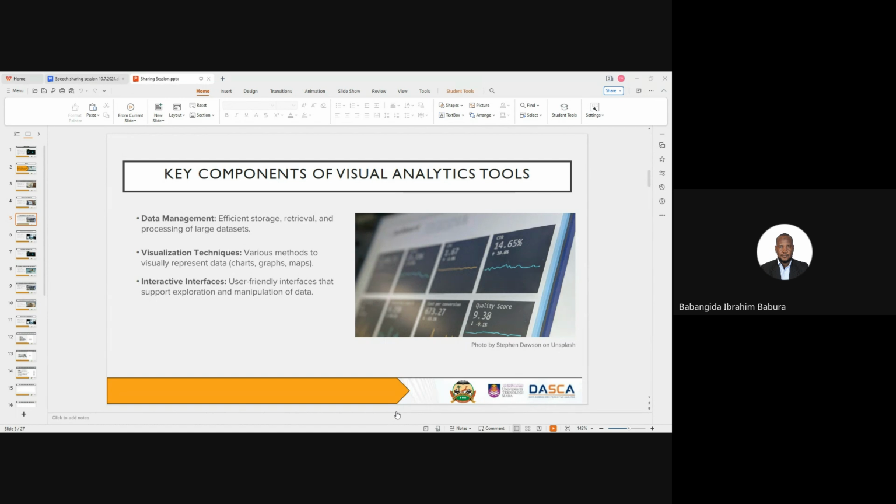Then real-time analytics, immediate processing and visualization of data as it is generated. That is the interactive aspect of visual analytics, and it differs a little from the exploratory, where it's not real time most of the time. I'm going to discuss that later. Then augmented reality, combining AR with visual analytics to create immersive data experiences. So these are some of the future trends that are going to happen.